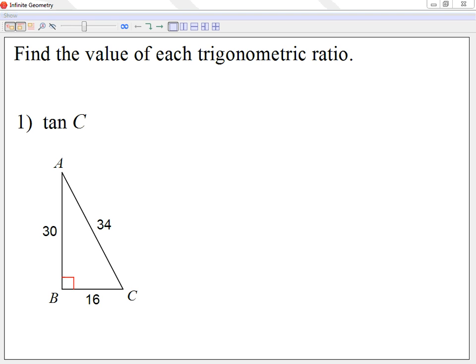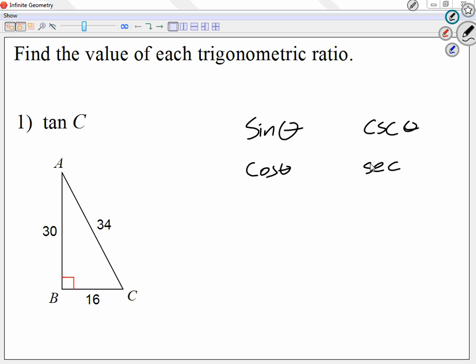Alright guys, so now let's review for a quiz tomorrow. But before I review for the quiz, just a little recap. On Monday, we learned sine of theta and cosecant of theta. On Tuesday, we learned cosine and secant. And yesterday, we learned tangent of theta and cotangent. Cosecant is the reciprocal of sine, secant is the reciprocal of cosine, and cotangent is the reciprocal of tangent.